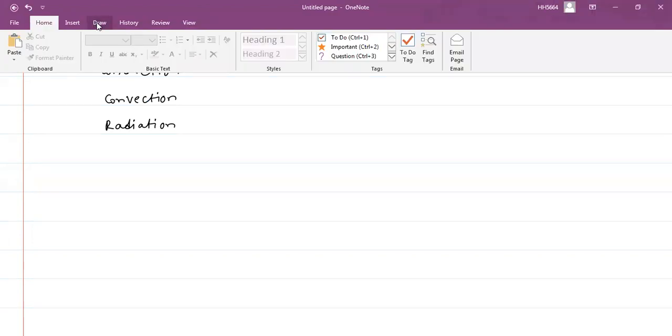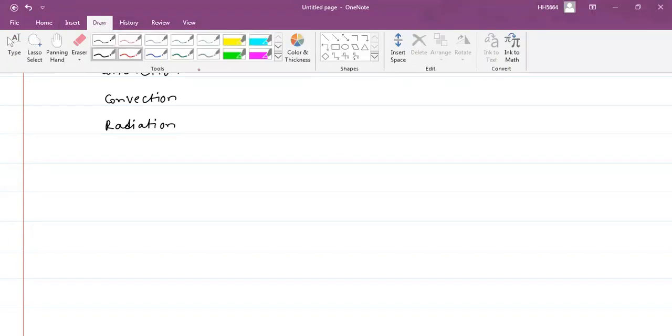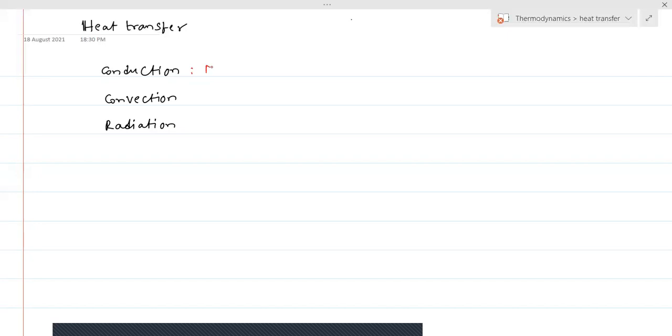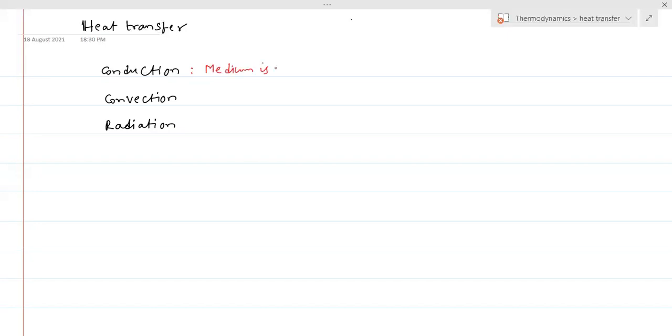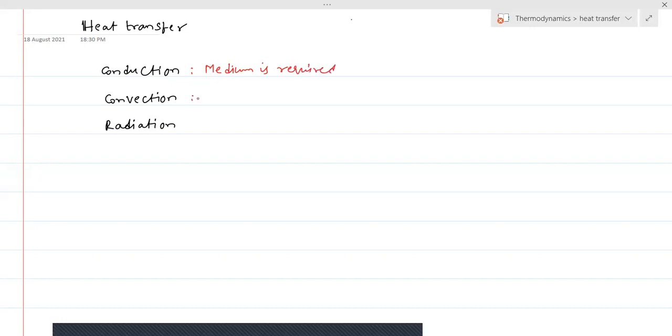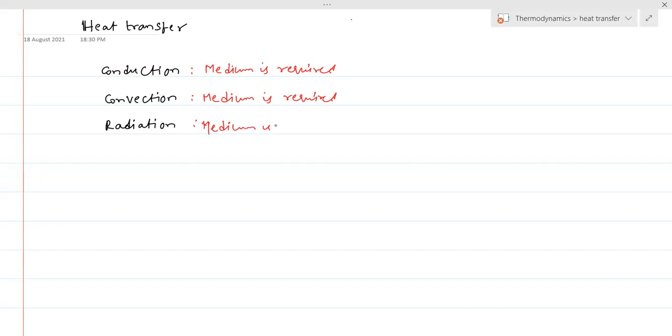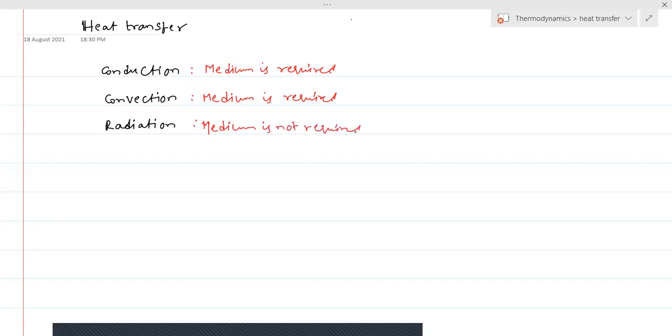For the process of conduction, definitely a medium is required. For the process of convection, this also requires a medium. And for radiation, a medium is not required.